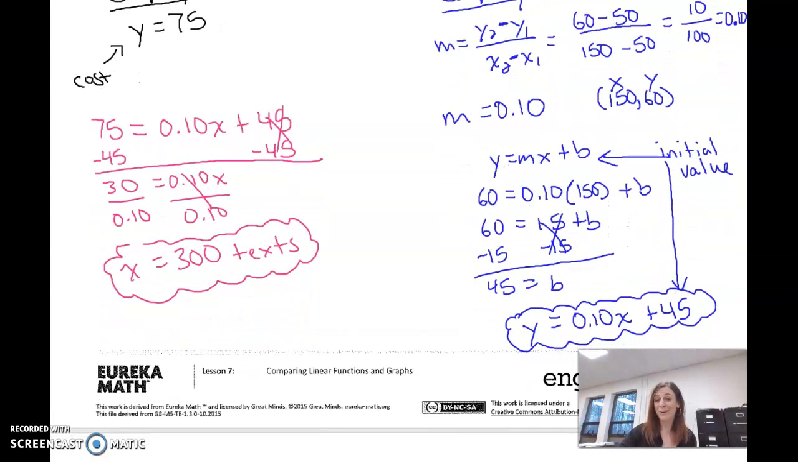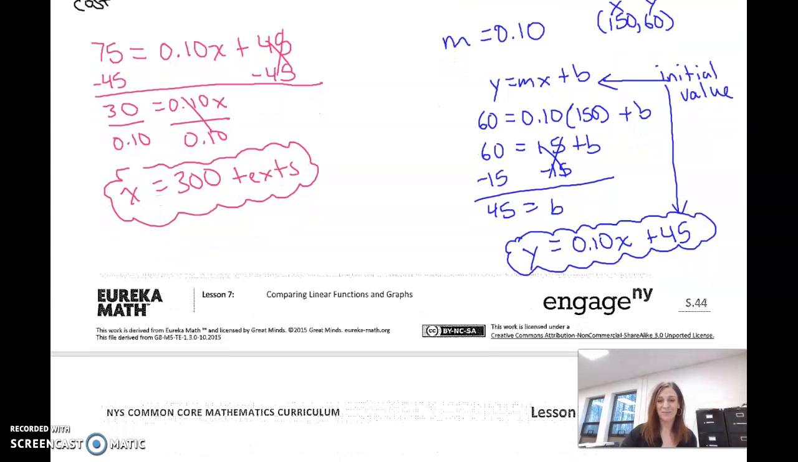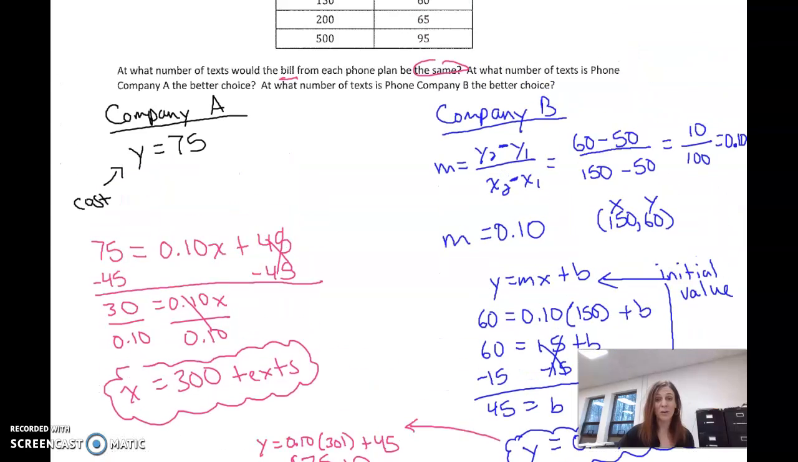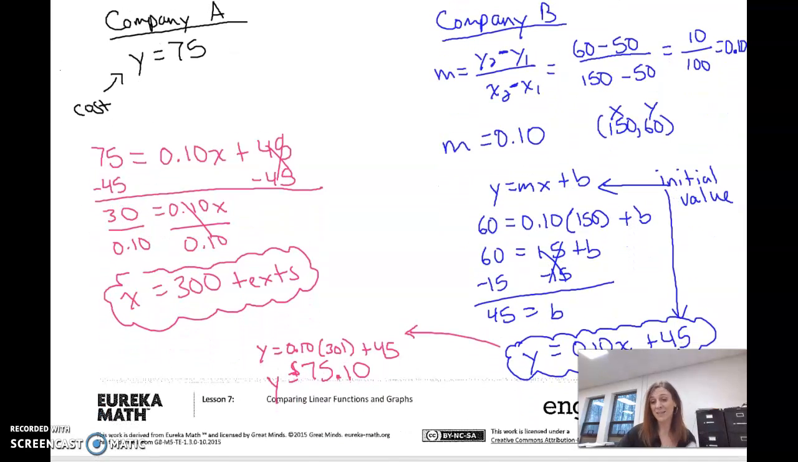So what happens if you send 301? Let's take our equation and put in 301 texts. 0.10 times 301 plus 45. I'm going to grab a calculator here and type that in, and I get y equals 75.1. So $75.10. So at 301 texts, company B becomes 10 cents more.